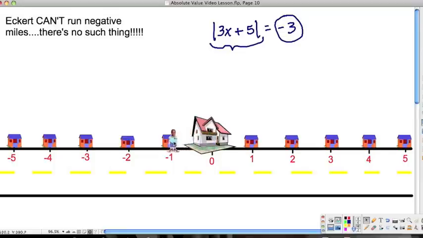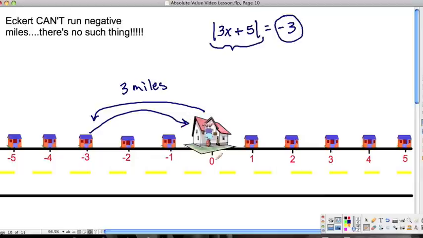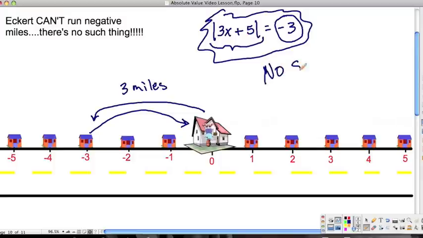Even if I ran backwards, I know that's not really backwards, but it doesn't matter. Even if I ran upside down, there's no such thing as negative 3 miles. That is still 3 miles, always. Even if I ran back home, that would still be 3 miles. So if we ever see an absolute value solution like this, it's no solution. We can't solve it. It cannot be done. I cannot run negative miles. There is no such thing.